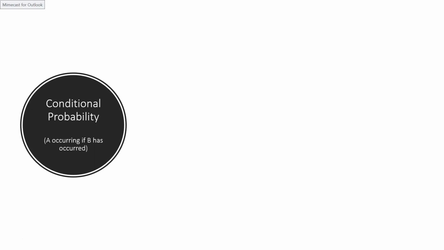Conditional probability is about the likelihood of one event happening if another already has. So when we're thinking of our subsets, it's the likelihood of subset A occurring if B already has. What is the probability of A happening, whatever scenario that is, if B has already occurred?